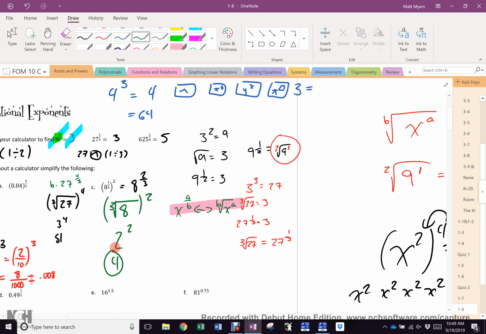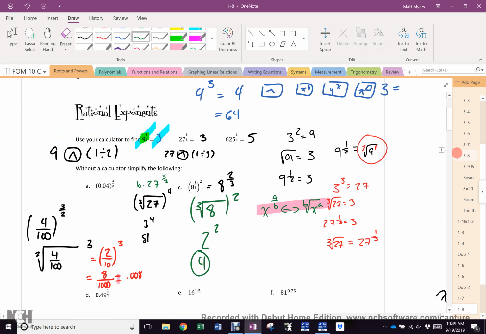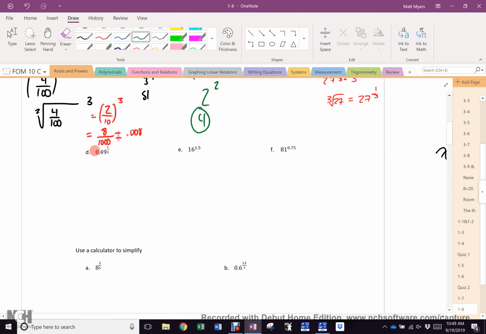The denominator becomes the index. The numerator becomes the power. Now, I'm going to show you some tricky stuff with that in a minute. But first, we're going to do some stuff that you can all handle. What is wrong with D? What makes me want to lean over?